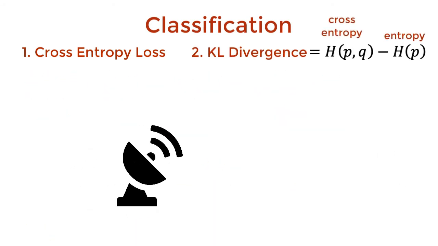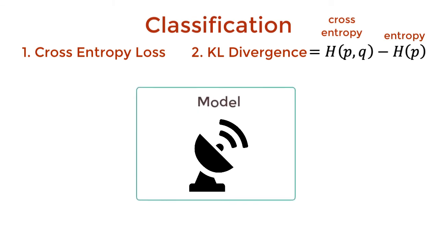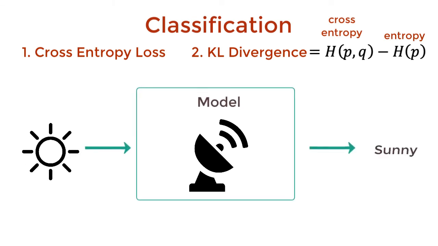This little satellite is actually similar to a model that we train to predict the weather in machine learning as a classification problem. And so in many classification problems, cross-entropy and KL divergence are often used as loss functions to minimize.